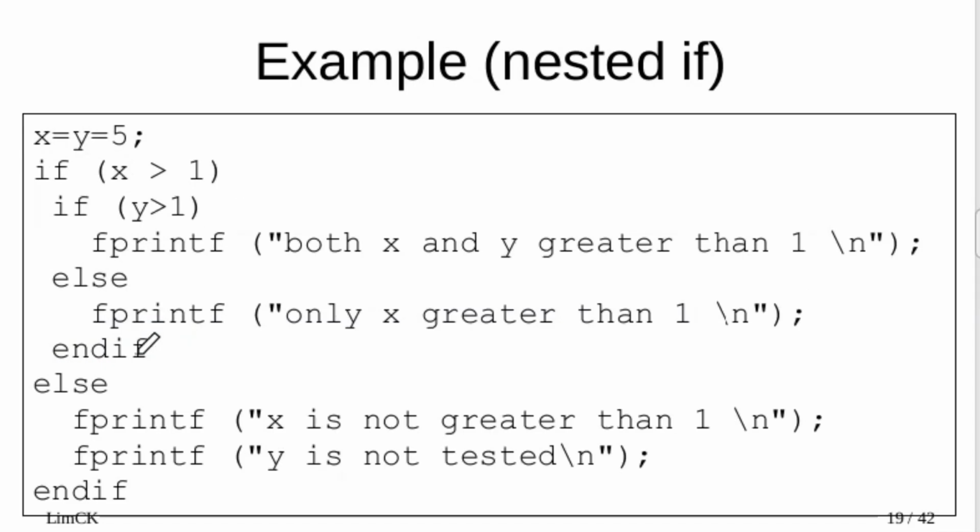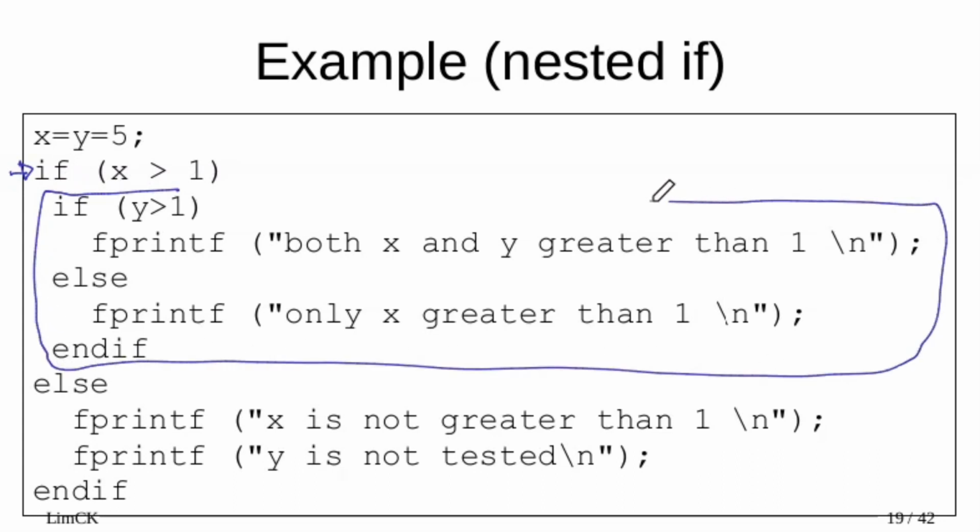For example, this one. Okay, let's say we assign both x and y to 5. Both x and y are 5. So you check in the first, I mean the outer if. Okay, the if here, we check whether x is greater than 1 or not. If x is greater than 1, we go to this inner if, the nested one, only if this is true. Of course this is true because x is 5, right? x is 5, you go to here. Okay, we check all these things.